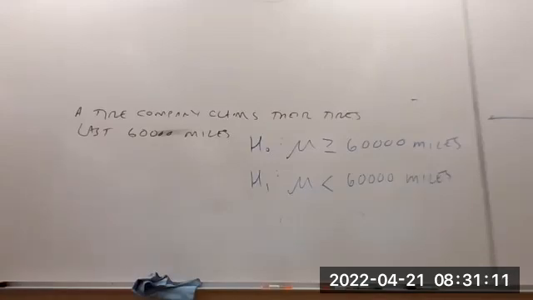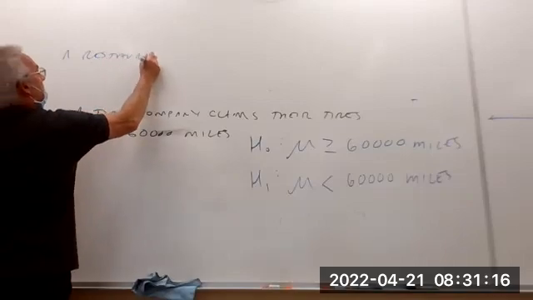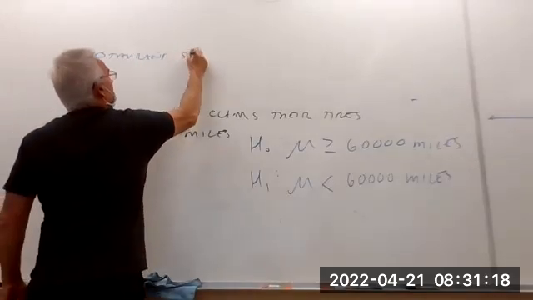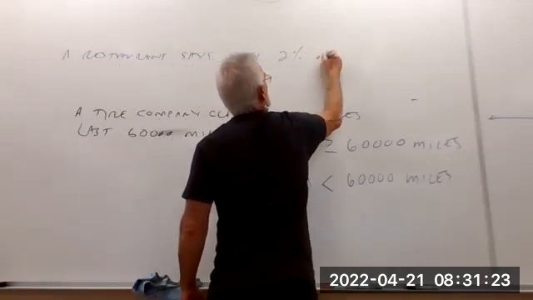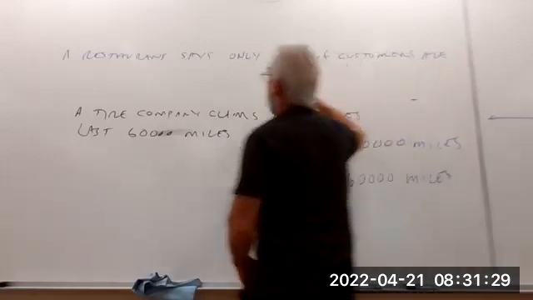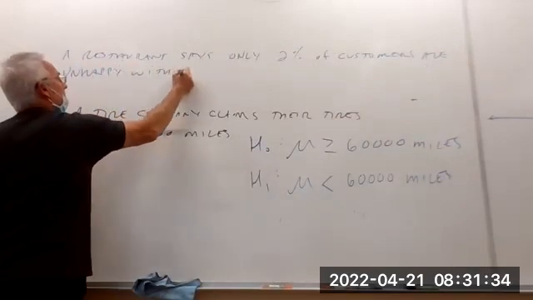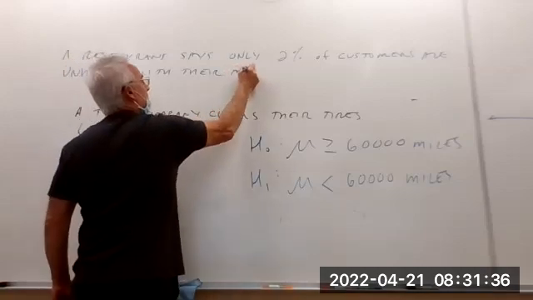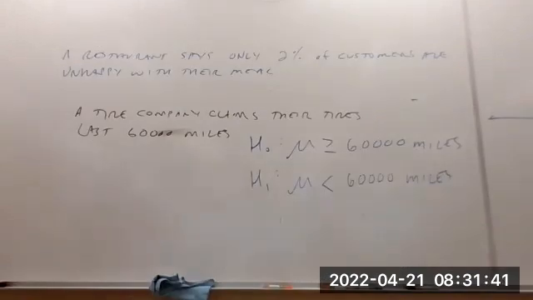All right, so let's say a restaurant says only 2% of customers are unhappy with their meal. We'll keep it really basic. They know that they're just saying this because we have thousands and thousands of customers. They go through there and 2%, that's 1 out of 50. If you're a restaurant owner, you could probably live with that.